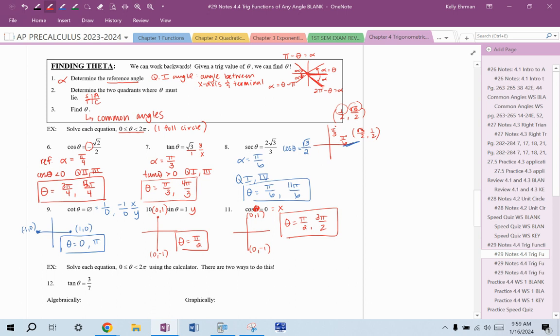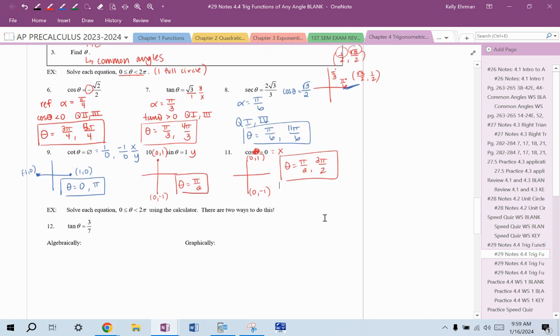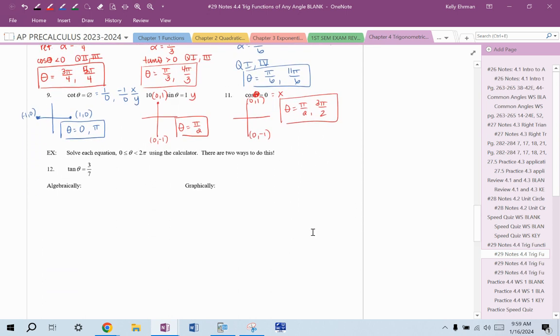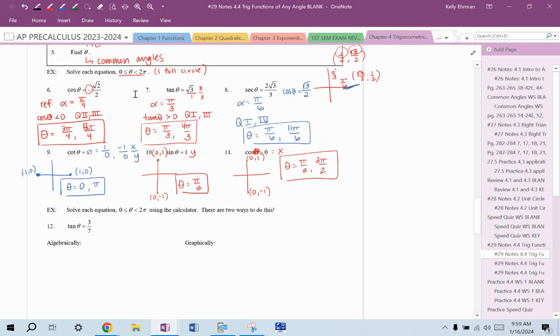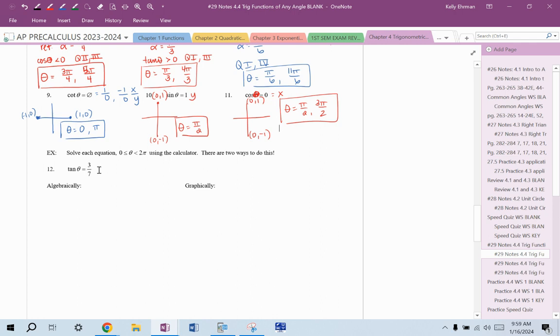All right, now what if we need to use a calculator? So there are two ways to do this. You're allowed to use a calculator. So you can go through all of the same steps that we're doing here. Or remember, anytime we're given a calculator, we're allowed to solve graphically. So I want to know, when is tangent theta equal to 3/7?